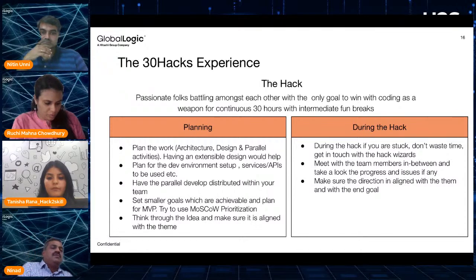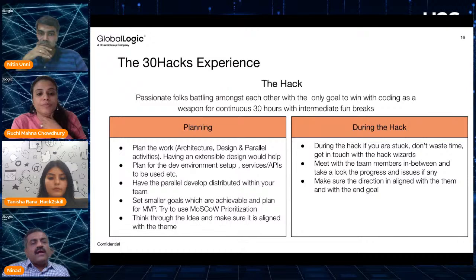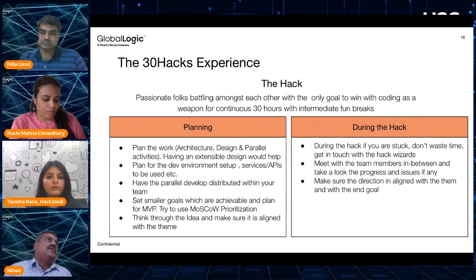Set up smaller goals which are achievable, and try to use the MoSCoW prioritization. Think through the idea, and make sure that whatever you are building is aligned. And if you want to take some shortcut, considering the timeline, then you have to judiciously take note of it and cover it in the presentation later, saying that because of the time constraints we are doing this.